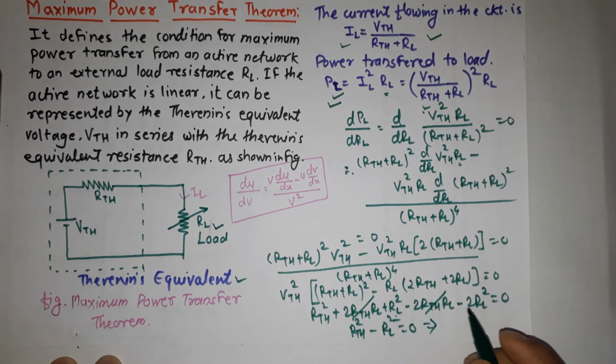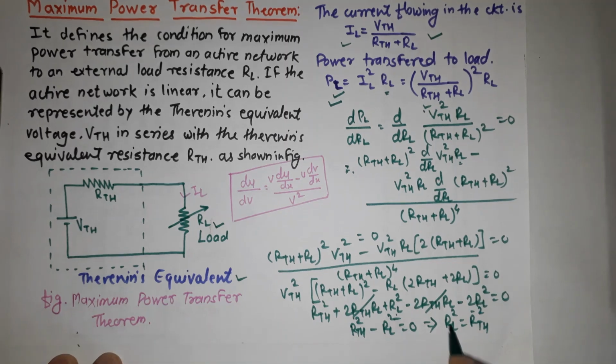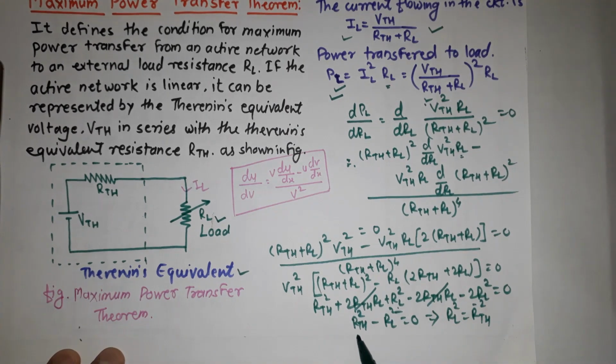From this we get RL square is equal to RTH square. By taking the square root on both sides, RL is equal to RTH. So this is the condition for the maximum power delivered to the load: the load resistance should be equal to RTH.